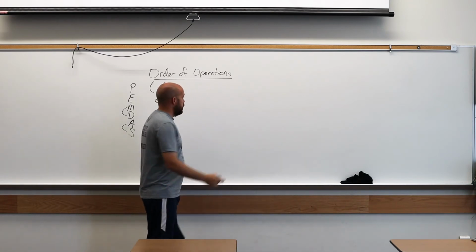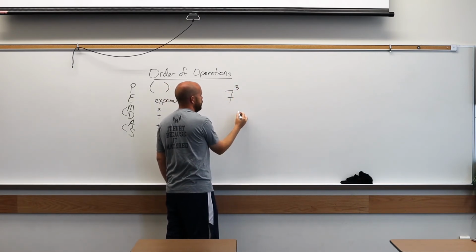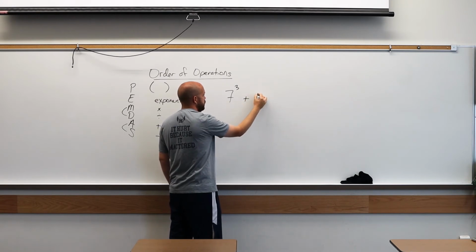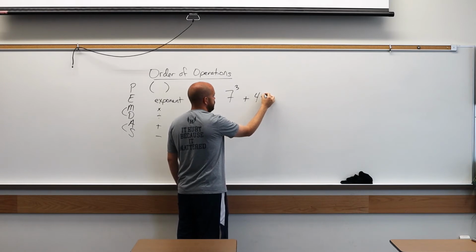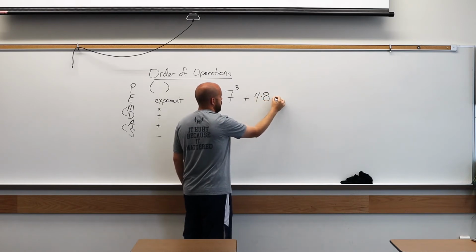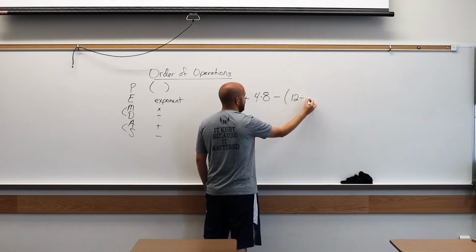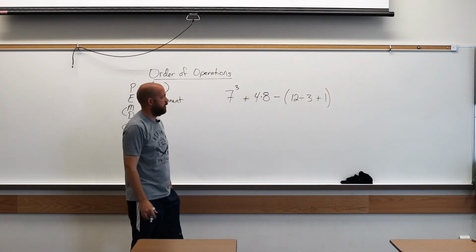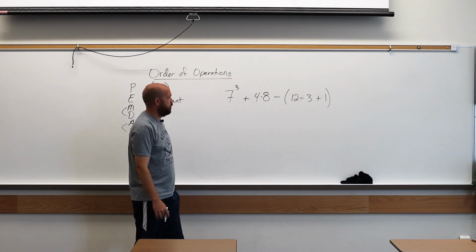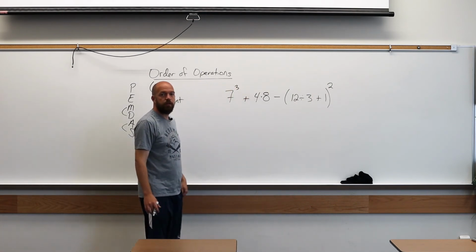Let's just make up some numbers. Let's go with 7 to the third power, because why not, plus 4 times 8 minus parenthesis 12 divided by 3 plus 1. You know, you get the picture, something like that. We could even throw a squared on here if we want. Maybe that'd be a good little something to throw on there.